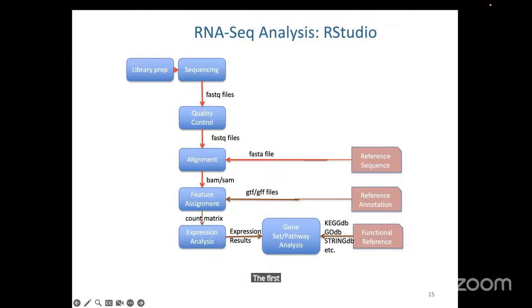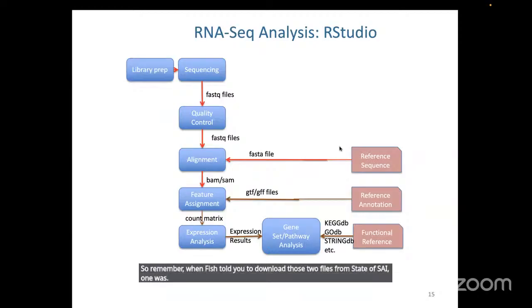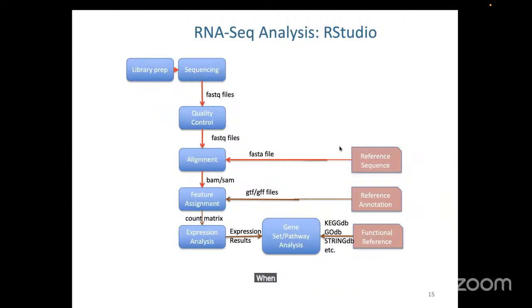The first thing that you do, you align your FASTQ files to a reference genome, and they're always in a FASTA file format. So remember, when Peach told you to download those 2 files from Service, one ended with FA. That means that was a reference genome. I will talk more about that data, but that data came from the yeast. So the FA is a yeast genome. And then you align your reads to that genome.